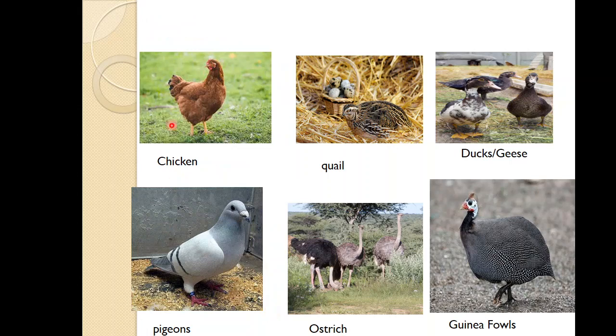Okay, now this is a chicken, these are the quail, and the ducks or geese, they almost look the same except the height and the size. And the pigeons, sometimes you can just call them doves because they're almost similar. And the ostriches and the guinea fowls.